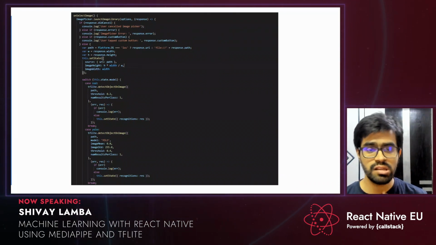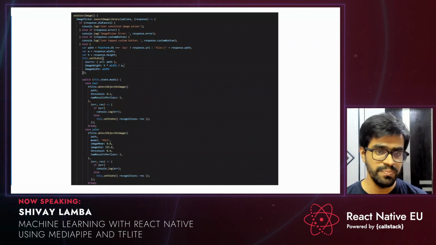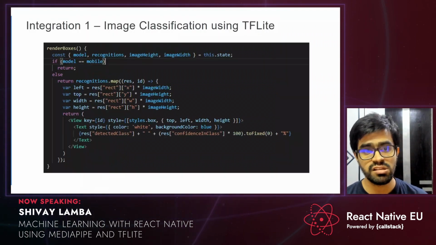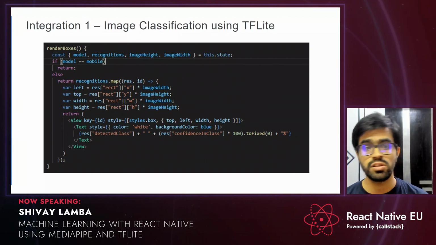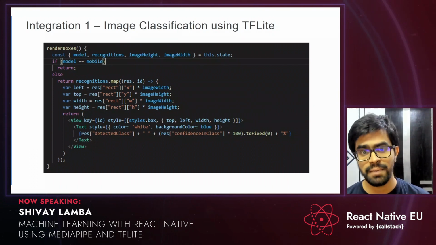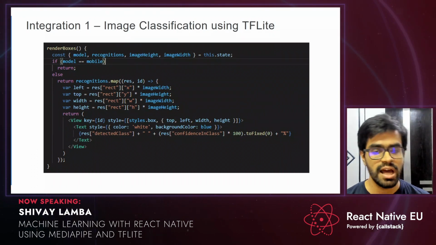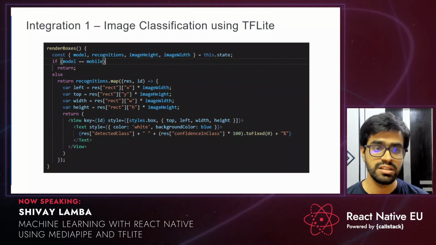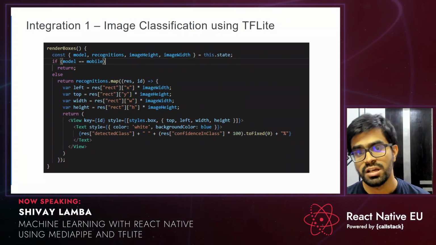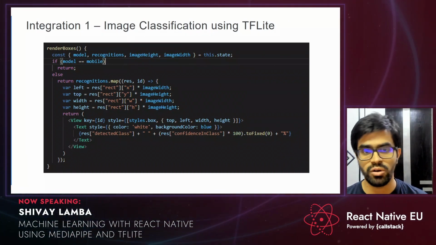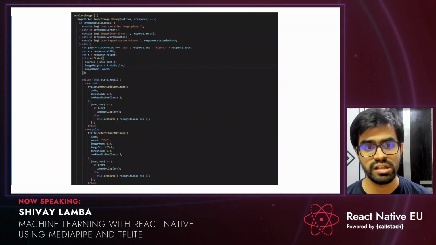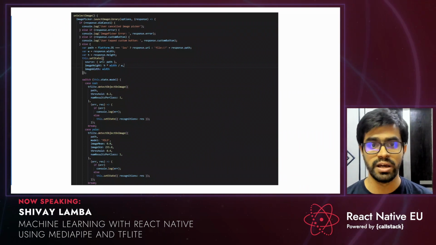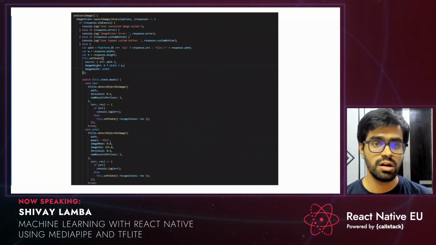Now whichever one has the highest confidence will, again, as we have discussed, be used in this render boxes function, because from the state we are first finding out which particular model to use, what is the map of the recognitions, and the image height and image width. This will help us to render the boxes, and this will be utilized to draw them on the canvas.